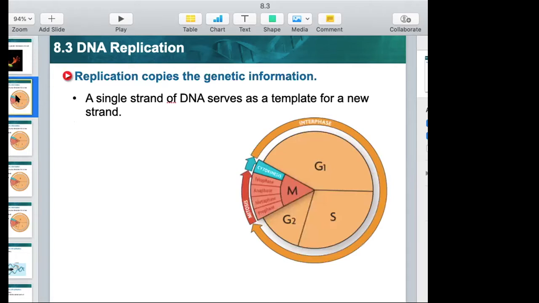So replication copies genetic information and makes a new strand of DNA. A single strand of DNA serves as a template for a new strand. A template means a model or a blueprint. Remember we learned about the different stages of the cell cycle, G1, S, G2, M. M is mitosis, where the cells are divided into two new cells. In G1, the cell is growing. S is when the DNA is duplicated. So we're going to focus on the S stage today and learn about how DNA is duplicated during that stage.